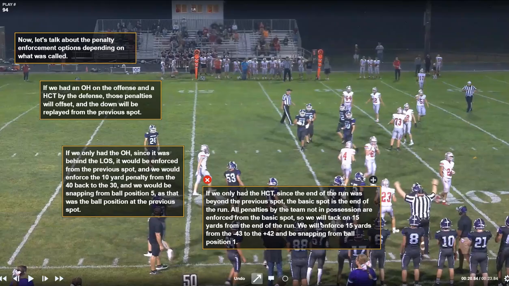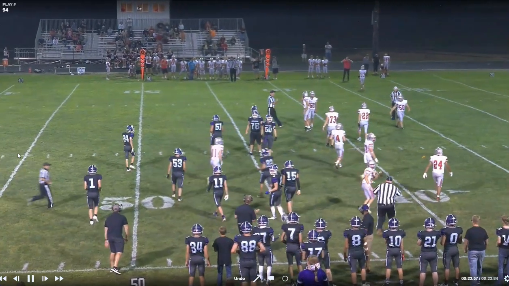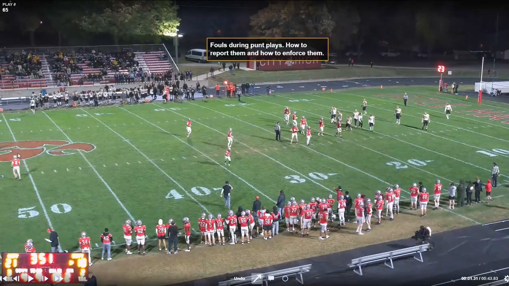And we would now be snapping the ball from position 1 because the end of the run was outside position 1. So we'd go to the 43 right here, and we would go 5, 10, 15 yards, and we would be snapping the ball from position 1. The play would result in a first down, and our clock status would be, again, a hot clock. We want it in ready for play. The play clock would be different. Remember, on fouls by the defense, we were going to have a 40-second play clock. So a lot of things can happen there. Took you through a lot of different scenarios.